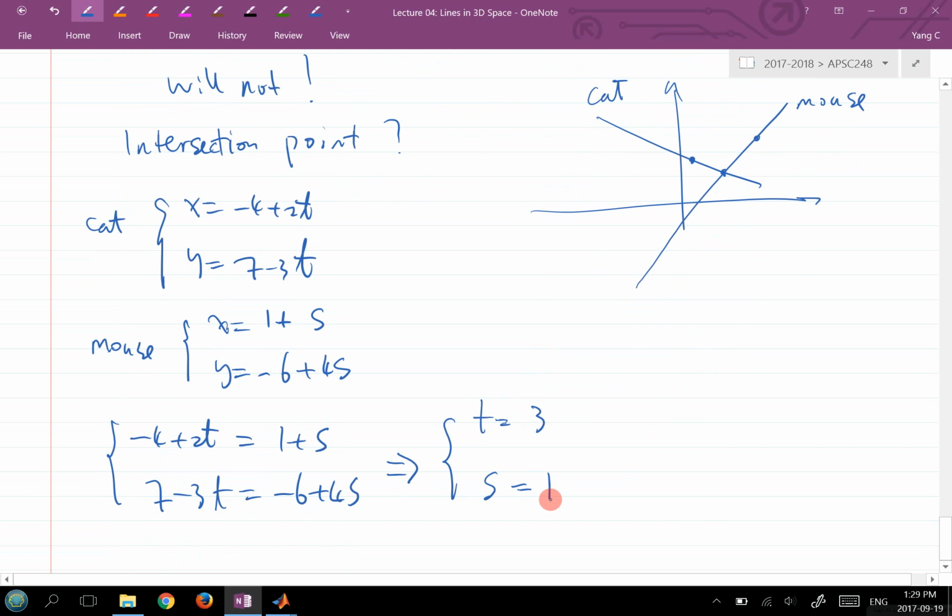Okay, so you'll get these numbers here. Now you can verify. I'm going to substitute the 3 back into the cat equation, because the t is the parameter for the cat equation. And what's the coordinate when t equal to 3? So x equal to -4 plus 6, 2. y equal to 7 minus 9, -2. And you substitute s into the mouse equation, 2, -2, so you get the same answer, right? Yeah. So that's where they intersect, positive 2, -2. Okay, that's where they intersect.